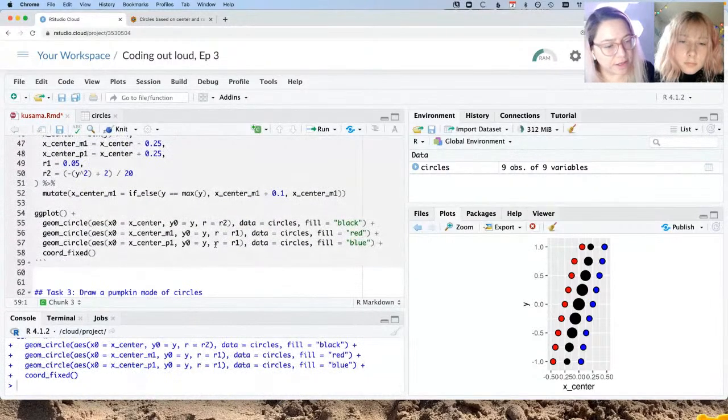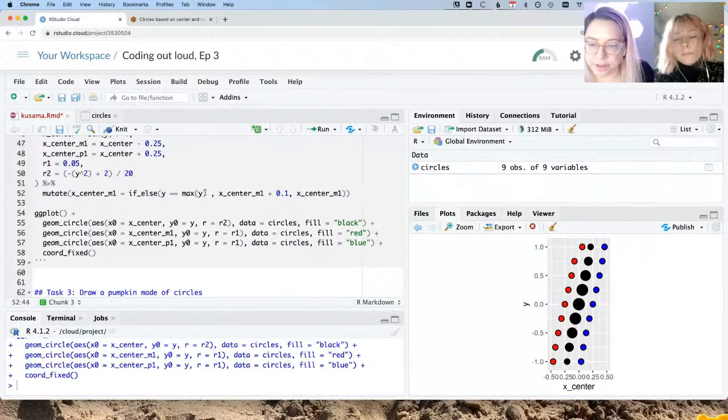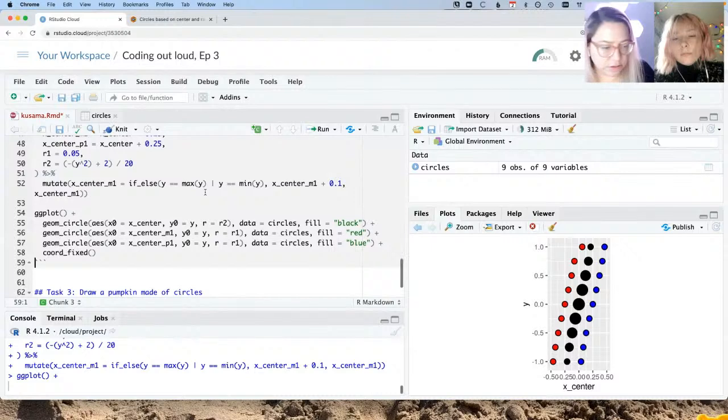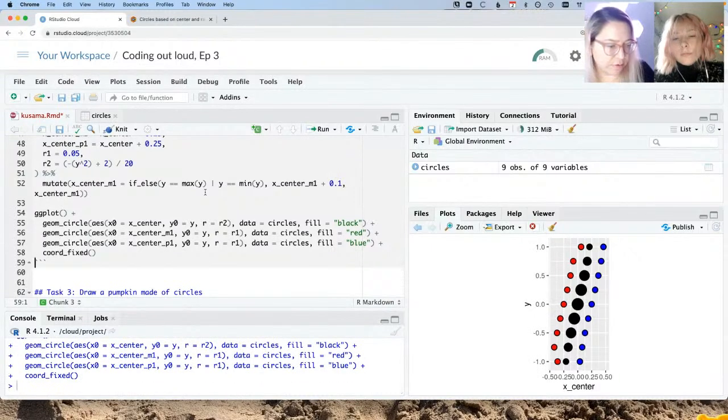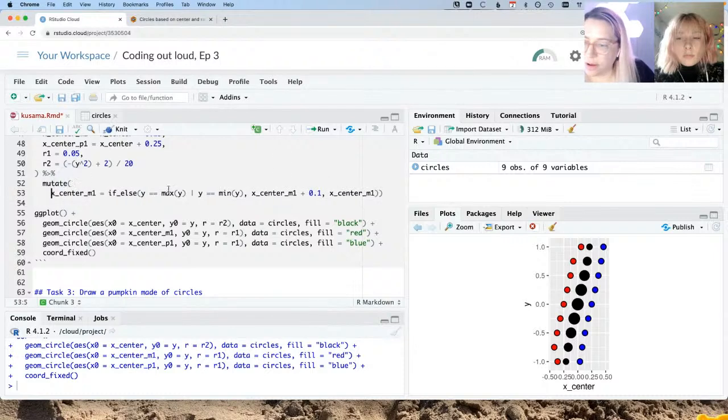Okay, so that makes it get close to it. And really, we want that for the bottom too, right? Or if y is equal to the min of y, will that do it? Yeah, there we go. Okay. So now those got tapered, and then we can do the similar thing for the center plus one.